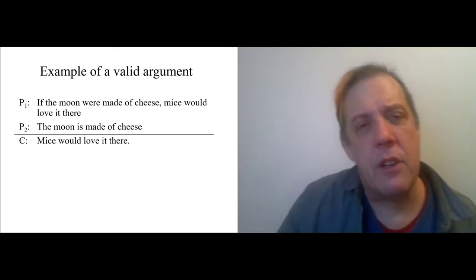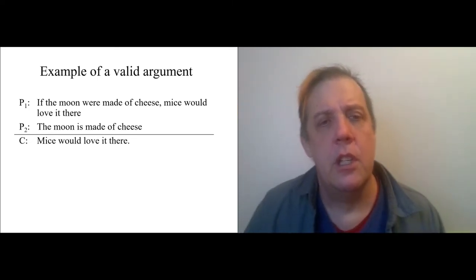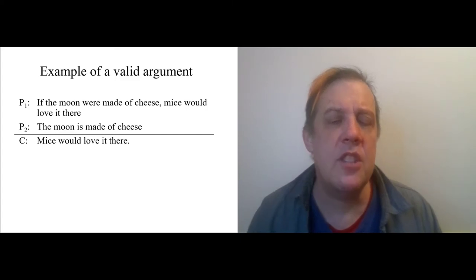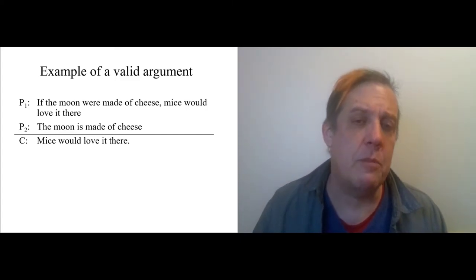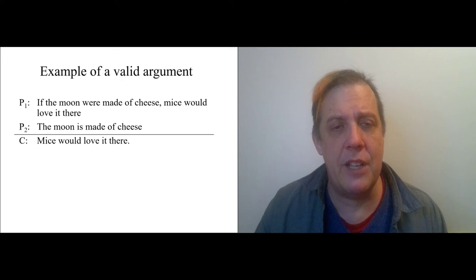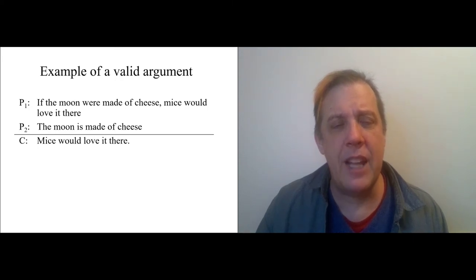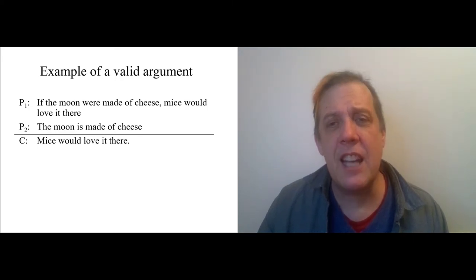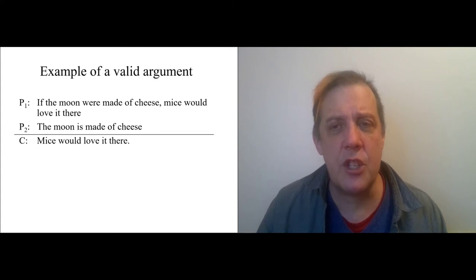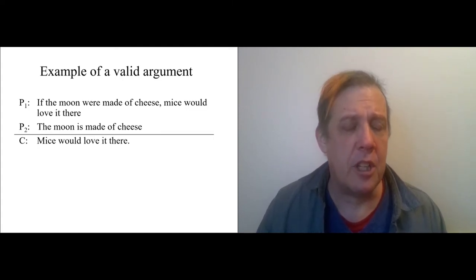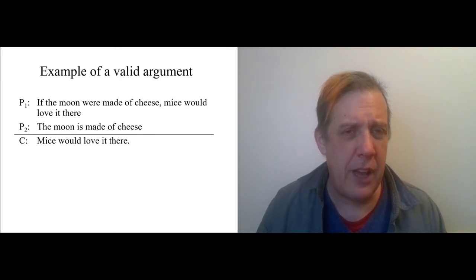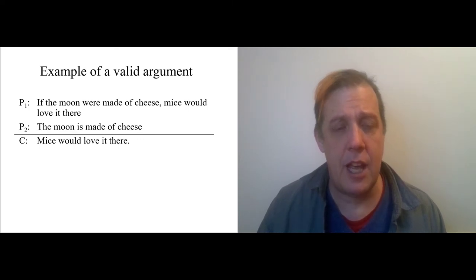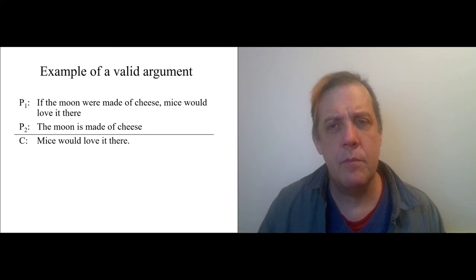So here's another example of a valid argument. If the moon were made of green cheese, mice would love it there. The moon is made of cheese, therefore mice love it there. Now we've got a false premise, but it has the same structure as the first argument, and it's a valid structure. If A, then B; A, therefore B.